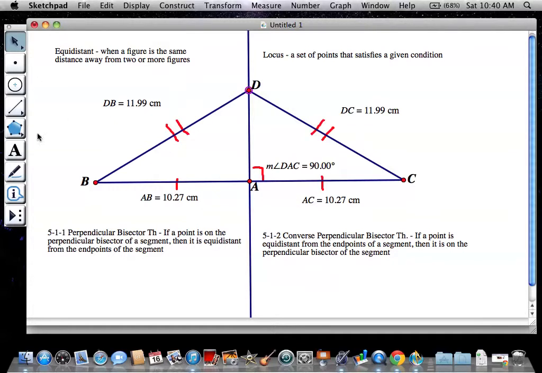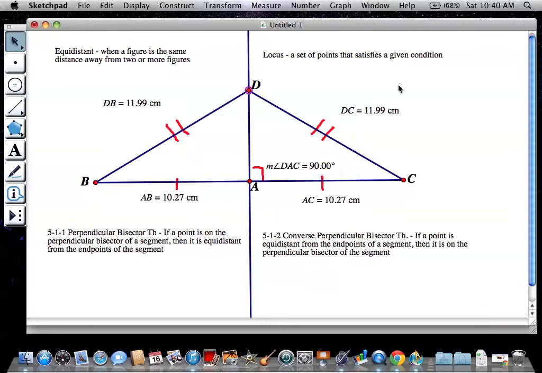The converse of this says if a point is equidistant from the endpoints, so I say DB is congruent to DC, then it is on the perpendicular bisector. So I can conclude that D is on the perpendicular bisector, and I can say AB is congruent to AC if I didn't know that.